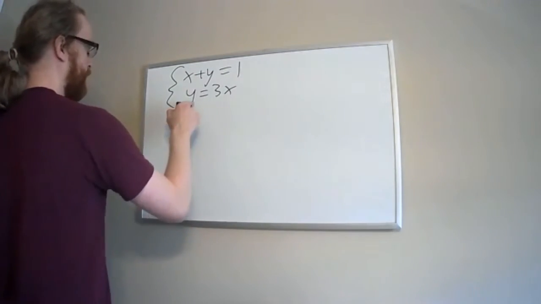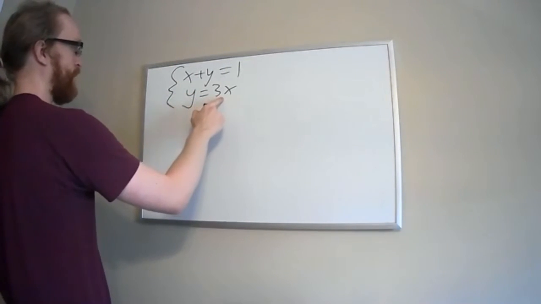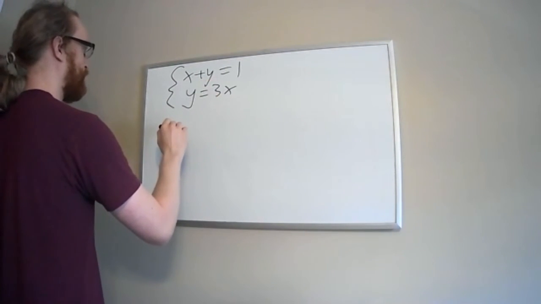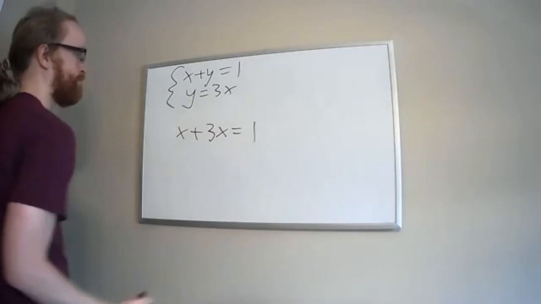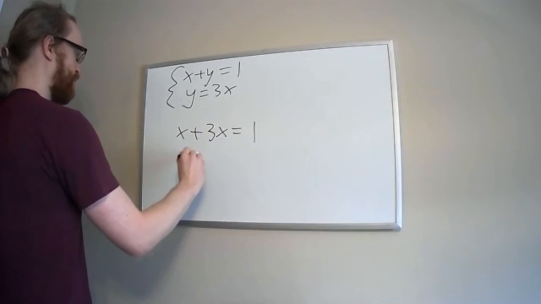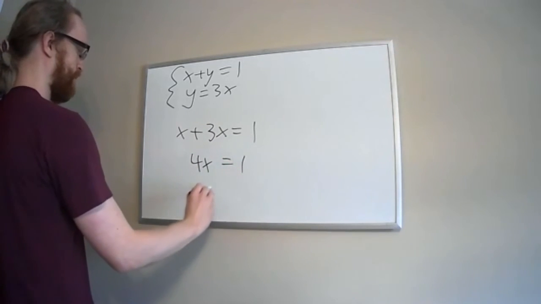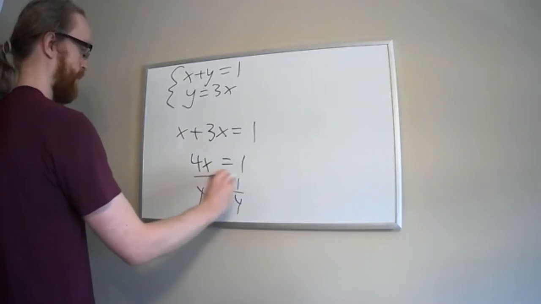So, you know, y being equal to 3x, I could substitute this into this equation up here so that then x plus y is really x plus 3x equals 1. Collect like terms over here, that's 4x equals 1. So it looks like x is a fourth. So already x is a fourth.